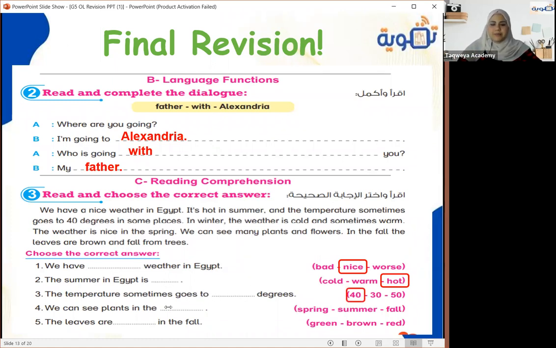Number 4, we can see plants in the, yes, of course. Read the passage, get the answer: in the spring. 5 and last, the leaves are what color? Have a look at this. You would see in the fall, the leaves are brown and fall from trees. Excellent. The leaves are brown in the fall.